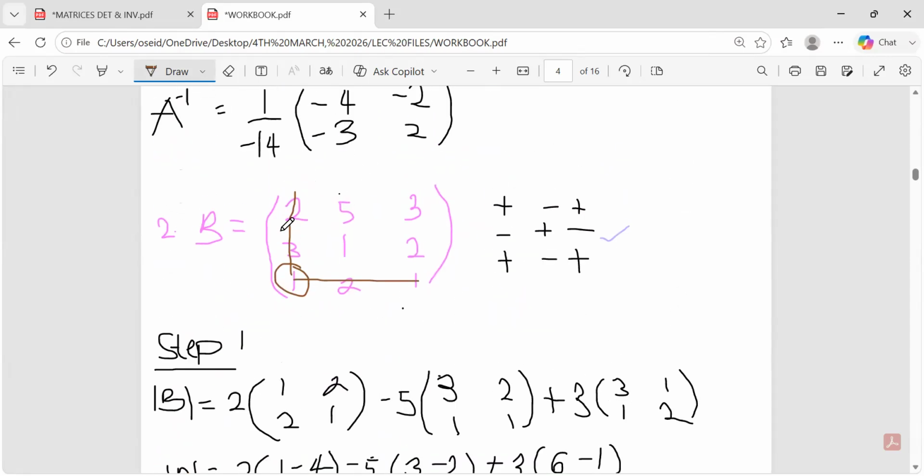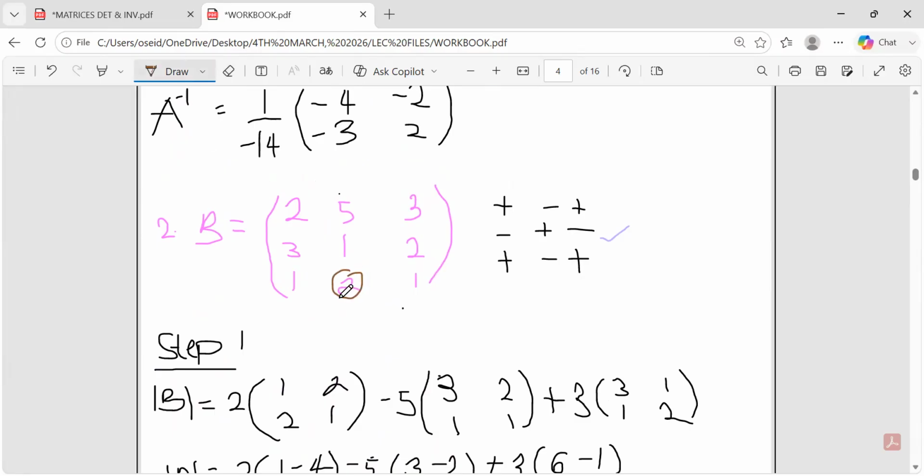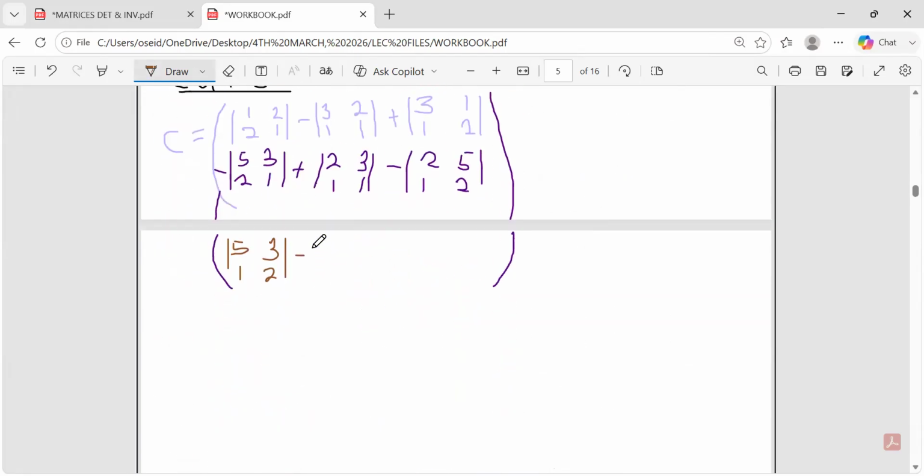Minus. What is next? The next one is 2. We assume that column 2 does not exist, row 3 does not exist. So we are left with 2, 3, 3, 2. Then close the bracket nicely. Then the last one is plus.